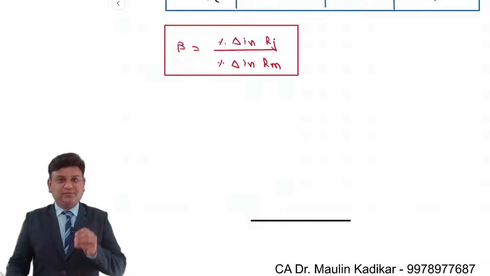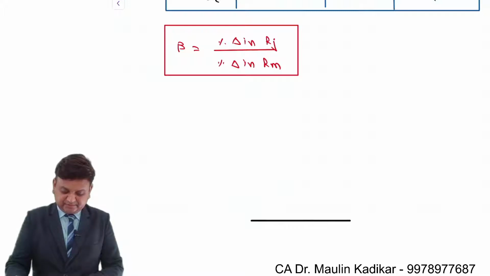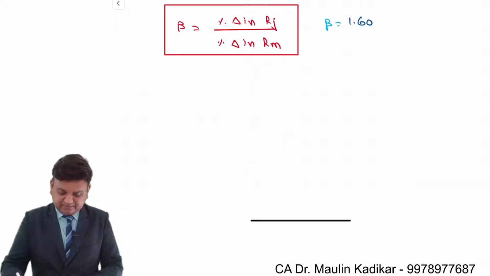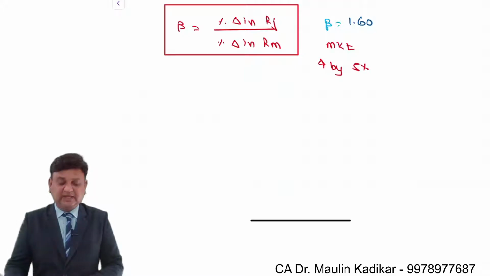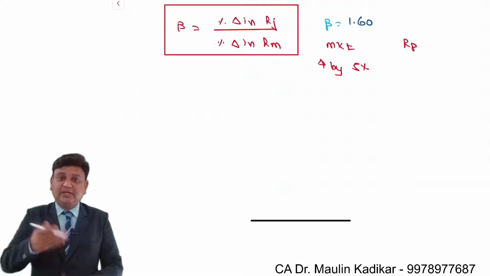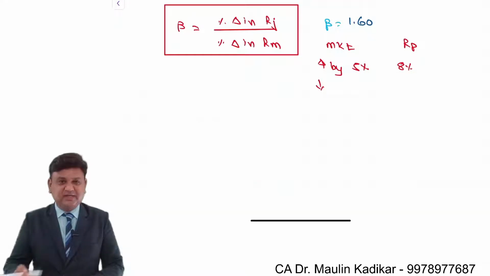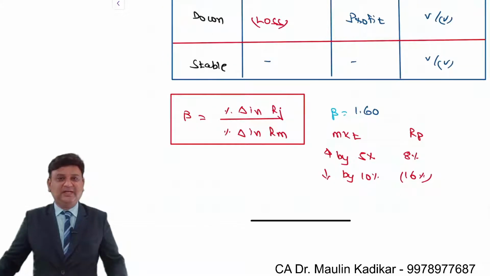Suppose the beta of an investment is 1.6, for example. Then it indicates that when the market return increases by 5%, the return of my portfolio should increase by 1.6 into 5, that is 8%. And if the market return falls by 10%, then the return of my portfolio will reduce by 16%. That is what we understand.